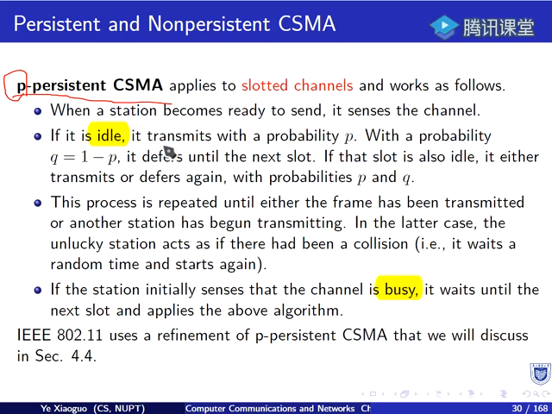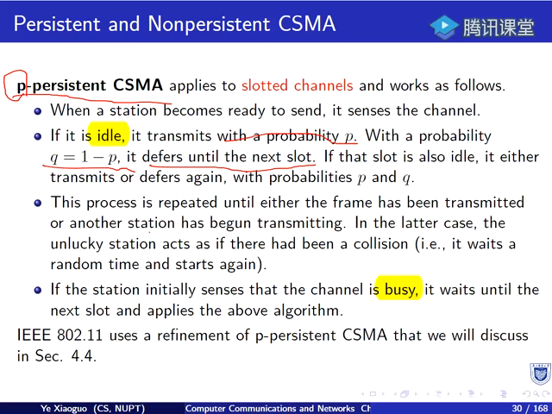If the channel is idle, the station transmits immediately, or with a probability that is different, right? So under p-persistent CSMA protocol, if the channel is idle, the station transmits with a probability P. With a probability Q, where Q is 1 minus P, it defers until the next slot.